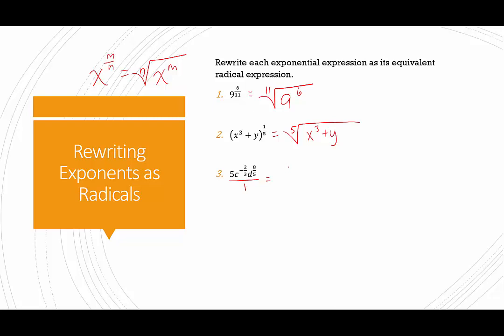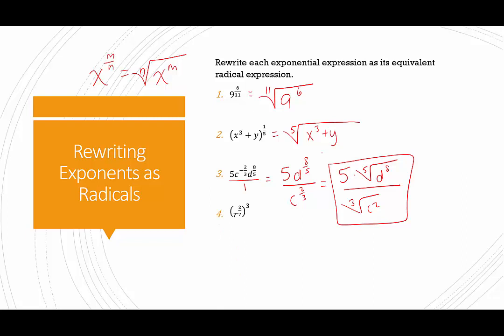So I'm going to rewrite this first as 5d to the 8/5 over c to the 2/3. The exponent stays as it is, as the fraction. The 2/3, we do not take the reciprocal of that. We only take the reciprocal of the base. Now we have to put this in radical form. So this would be 5 times the 5th root of d to the 8 over the cubed root of c squared.